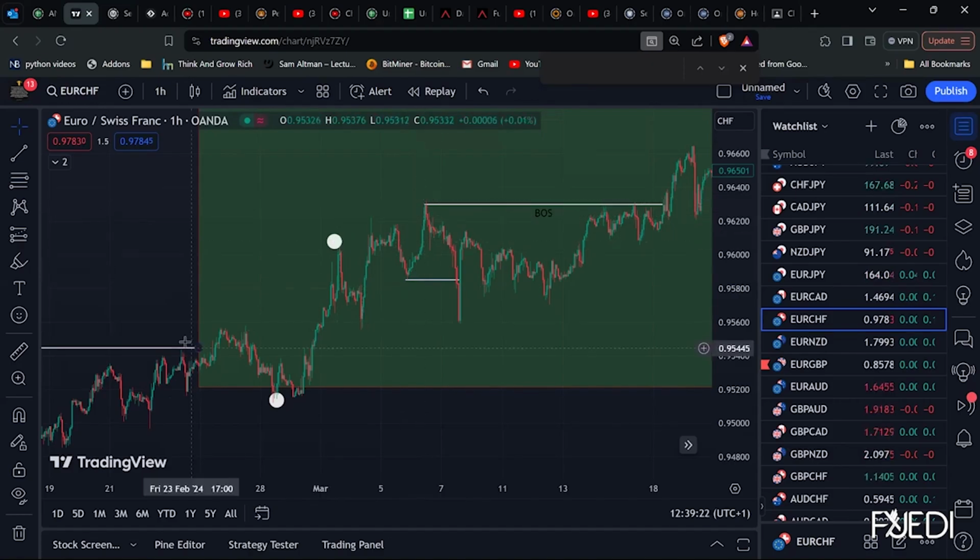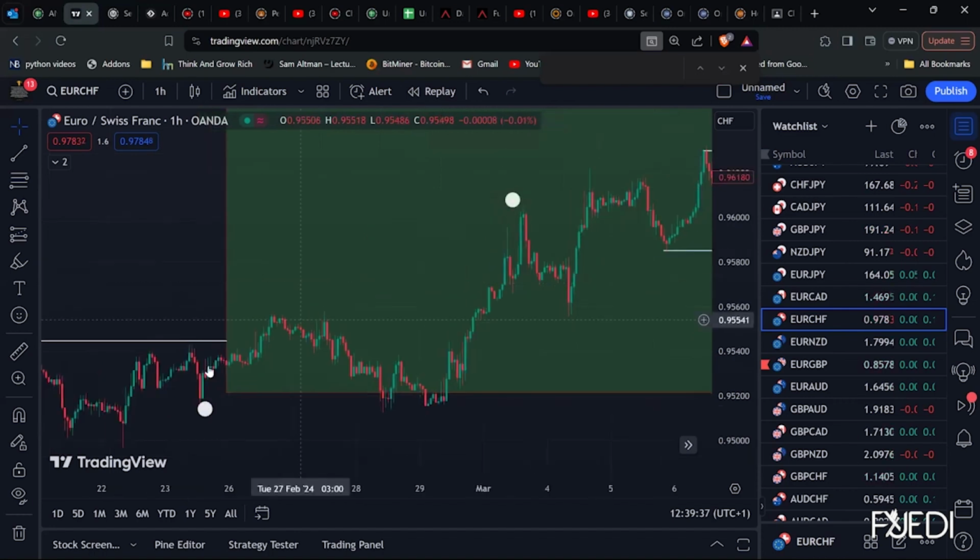Now, this is where we had the first break here. And so we ask ourselves, where did this move come from? You notice that this break above this high here came from this low here. So this is the first move. For those of you who understand Fibonacci, you know it's A, B, C. So this is our A to B.